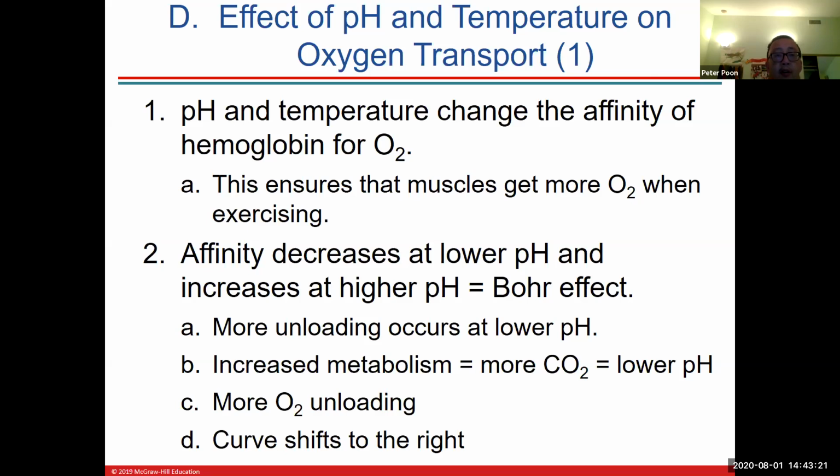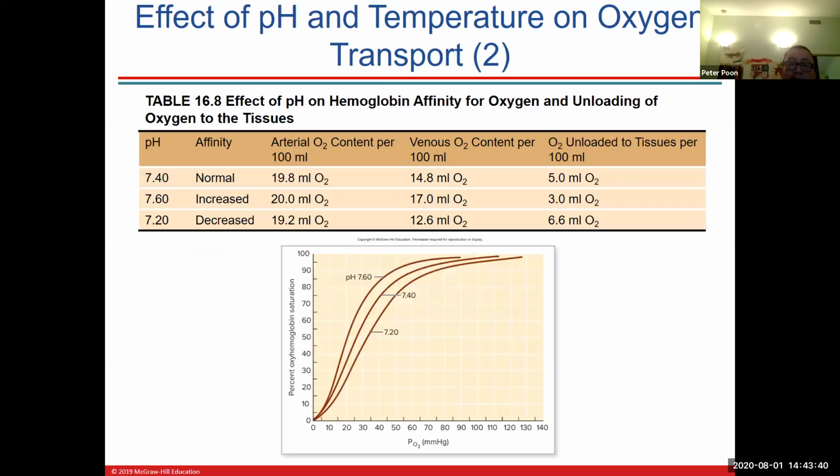Temperature and pH change the affinity of hemoglobin for oxygen. So the more acidic and the higher the temperature, the less affinity for oxygen. And so when we are exercising, hemoglobin likes oxygen less, so it gives it up more. So it gives it up easier, and therefore the oxygen enters our tissues easier.